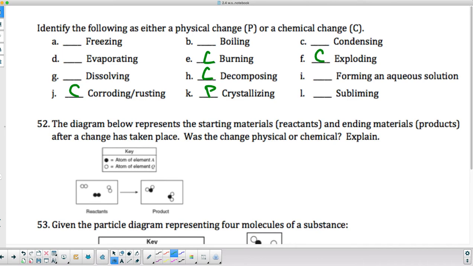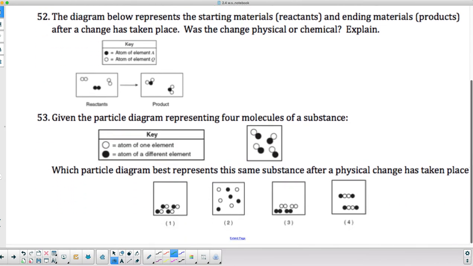It says, give the particle diagram representing 4 molecules of a substance. Okay, so let's take a quick look at this. If I have an atom of one element and an atom of a different element together in a compound, okay, it says, given the particle diagram representing 4 molecules of substance, which particle diagram best represents the same substance after a physical change? Okay, the same substance after a physical change.